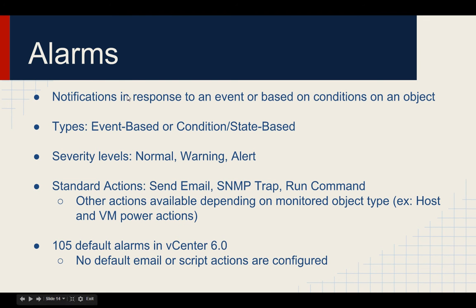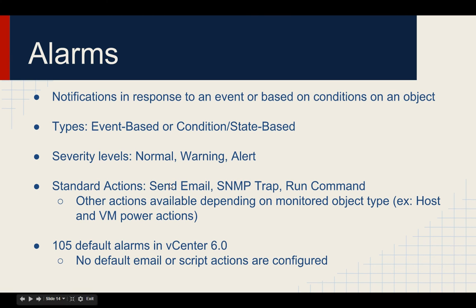Alarms are notifications that are triggered in response to an event or based on the conditions of an object. So like I said, they can be event-based or condition and state-based. Those are the two fundamental types of alarms. There are 3 severity levels, just like with events: normal, warning, and alert alarms. You can perform different actions based on the event that occurs and the severity.